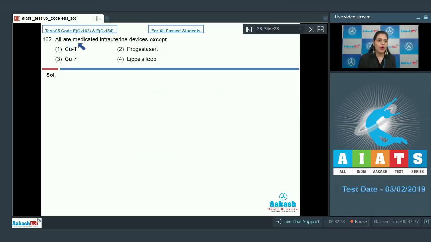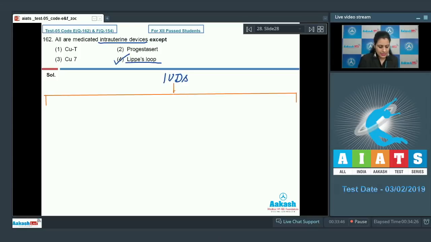Question number 162. All are medicated intrauterine devices except, and the options are copper T, progestasert, copper 7 and lippes loop. And the correct answer to this question is option number 4. Lippes loop is the correct answer because intrauterine devices or IUDs are classified into two categories: non-medicated IUDs and medicated IUDs.